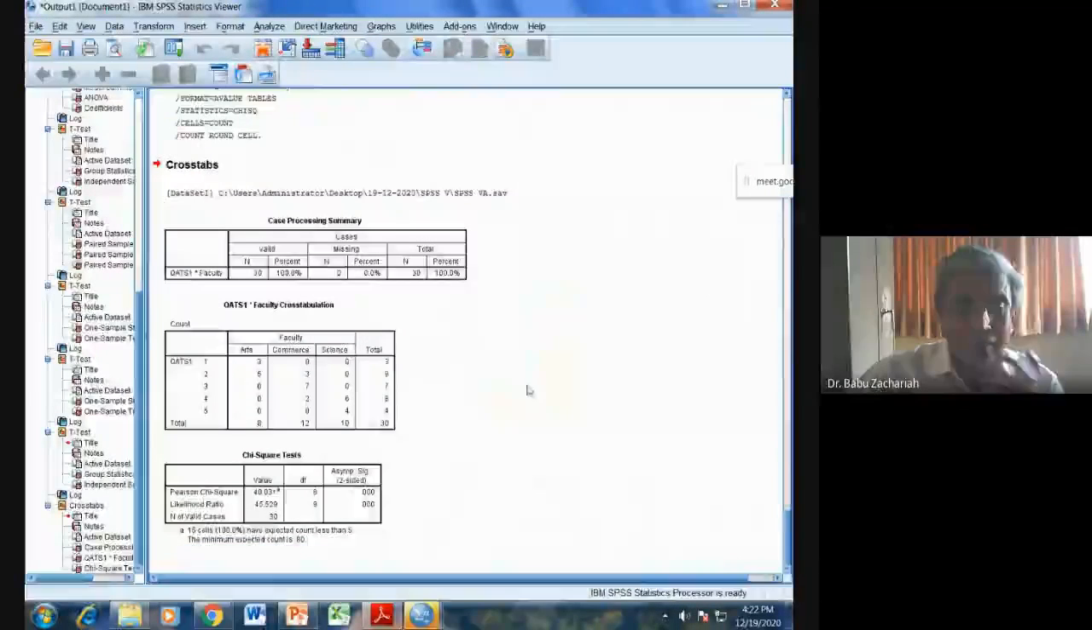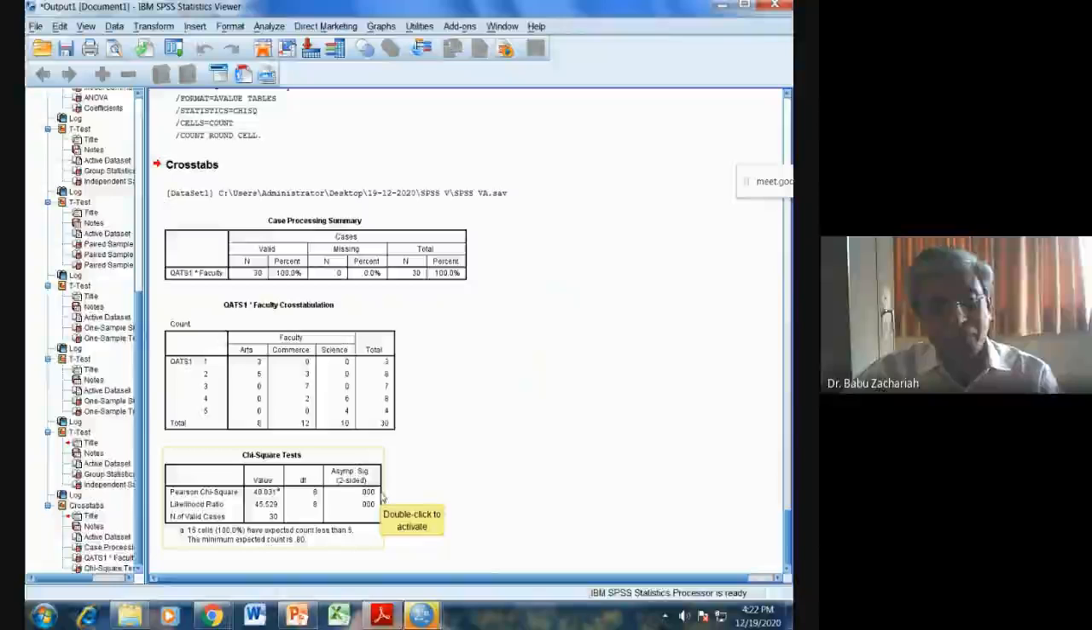You get the chi-square results here. This is the count or observed frequencies, O_ij values. Row totals are here, column totals are here, grand total is there. This is the Pearson chi-square value, much higher, 40.031. Significance, we require one-sided. The two-sided is given. Divide by 2, 0.30 something, much smaller than 0.05, falls in the region of rejection.